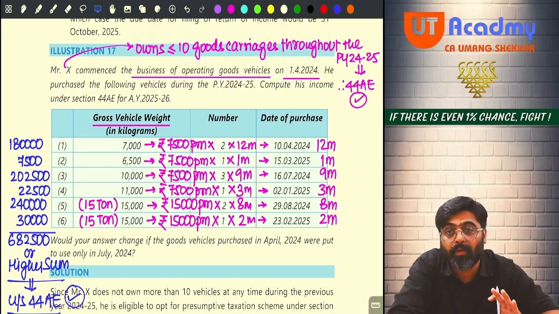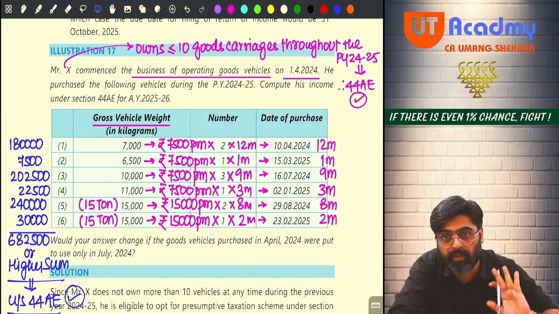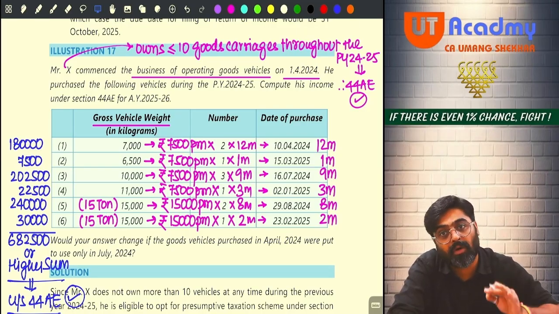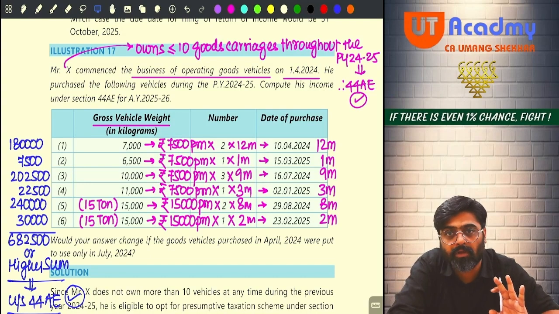Now they are telling you to compute his income under 44AE, meaning presumptive income. For some vehicles, 7,500 per month minimum, or even for part of the month. And if heavy goods vehicles are there, whose gross vehicle weight is more than 12 tons, for those vehicles, he cannot show 7,500. He will have to show minimum 1,000 rupees per ton of the gross vehicle weight of that heavy goods vehicle. Yes or no?